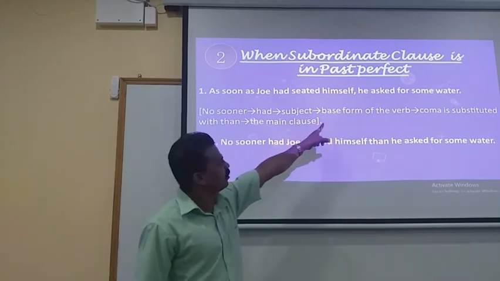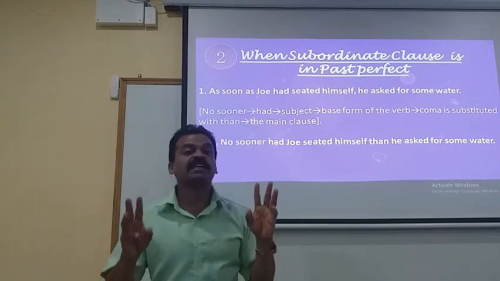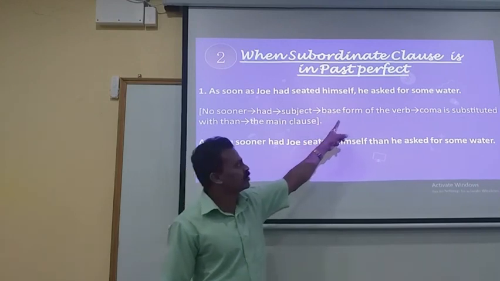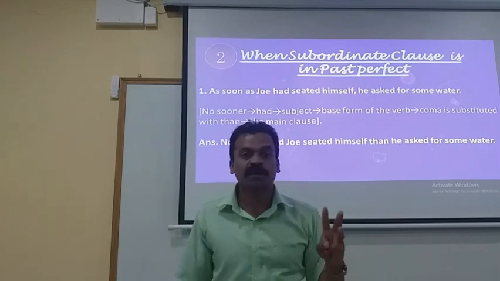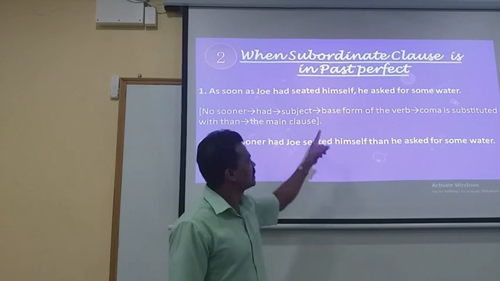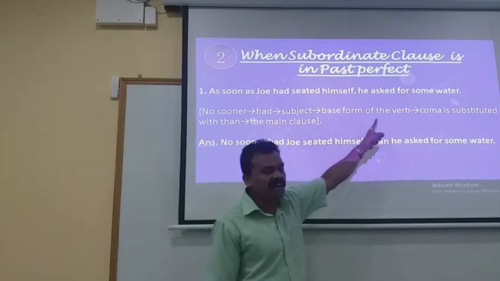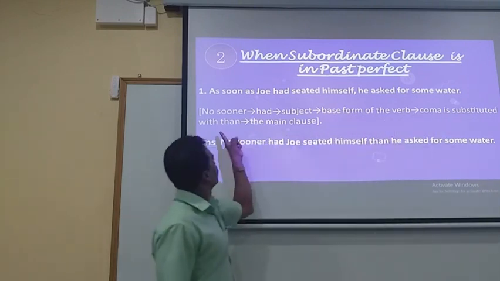It's a mistake here, not the base form of the verb. We make use of the third form of the verb when it is in the past perfect. It is a printing mistake, so I apologize. It is not the base form of the verb. We have to make use of the third form of the verb. In the past perfect, always the verb will be in its third form. So once again, this is by mistake. It is supposed to be the third form of the verb, and immediately after that the comma is substituted with than.